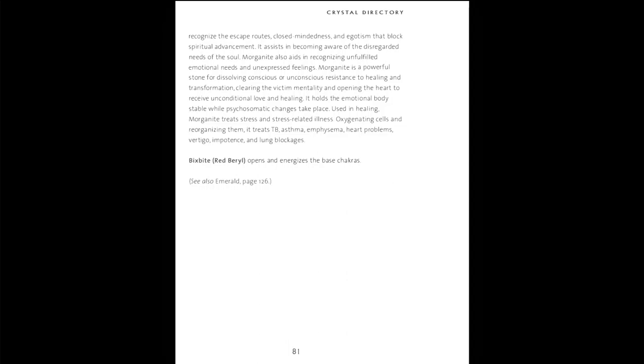Morganite is a powerful stone for dissolving conscious or unconscious resistance to healing and transformation, clearing the victim mentality and opening the heart to receive unconditional love and healing. It holds the emotional body stable while psychosomatic changes take place. Used in healing, Morganite treats stress and stress-related illness, oxygenating cells and reorganizing them. It treats TB, asthma, emphysema, heart problems, vertigo, impotence, and lung blockages. Bixbite, red beryl, opens and energizes the base chakras.